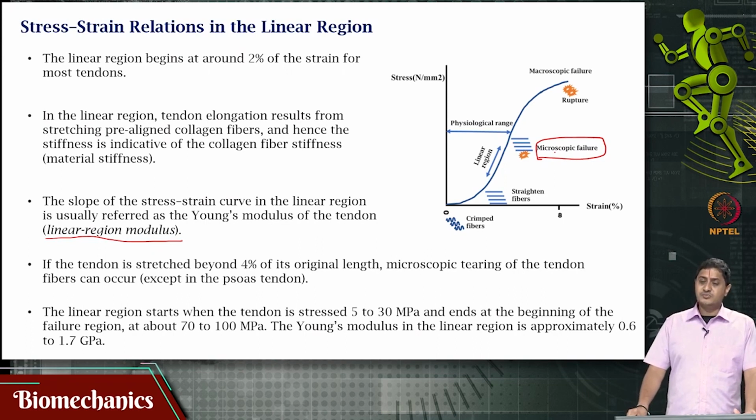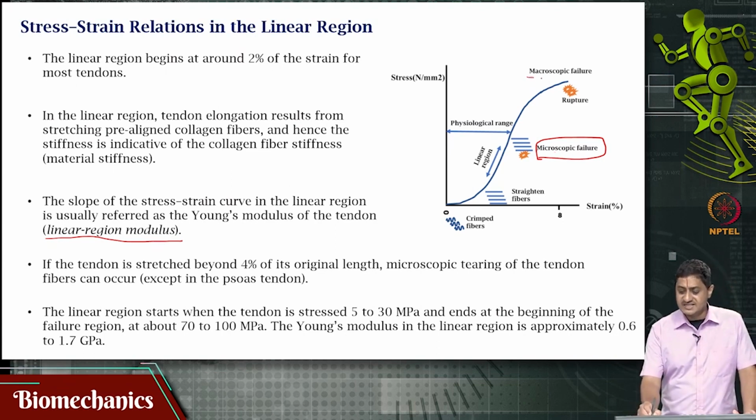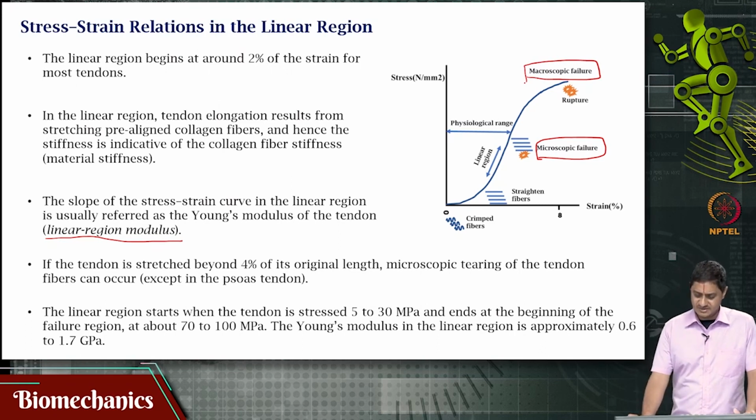If the strain continues beyond 8 or 10% for most tendons, there is a visible or macroscopic failure. Mostly the physiological range is well within the linear region. In almost all the cases, it does not include the linear region. In some cases, it does include the linear region. So, the daily life physiological range is much less than 4%.